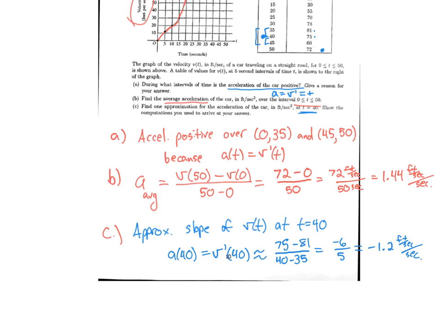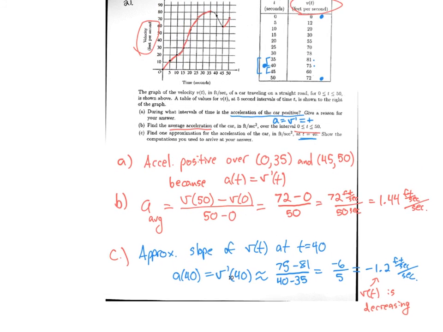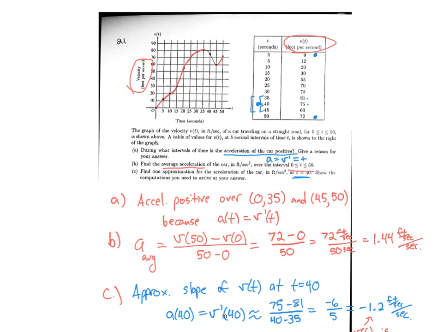And remember that this acceleration tells us that velocity is decreasing. Because the acceleration is negative, the velocity would have to be decreasing. And you can see in our graph that at 40, you can very much see that velocity decrease at that point in time. Okay, that's it.